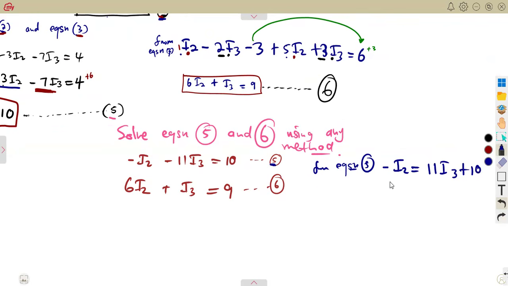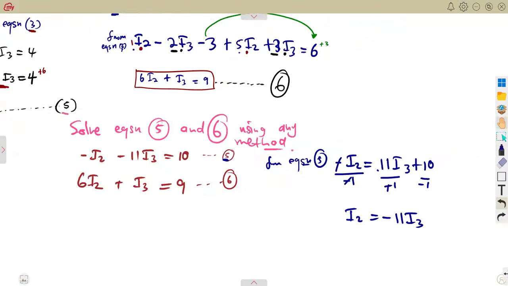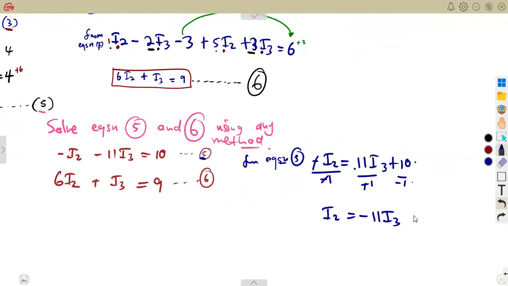But this is not I2. So to obtain I2, just divide by -1 on each and every part. So meaning to say I2 is equal to what? Negative into this, that's negative 11 I3. Then it's going to be 10 divided by -1, that's a -10. All right. So there I have formed another equation, as you can see.